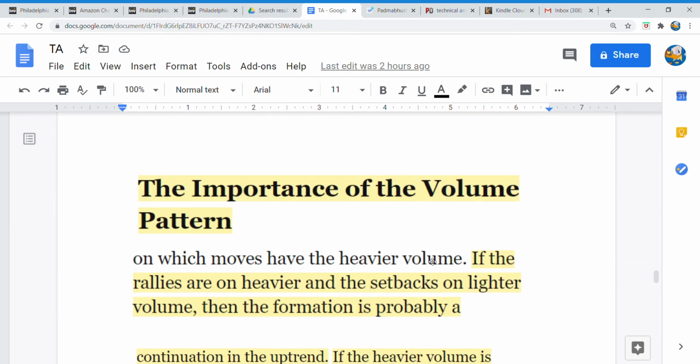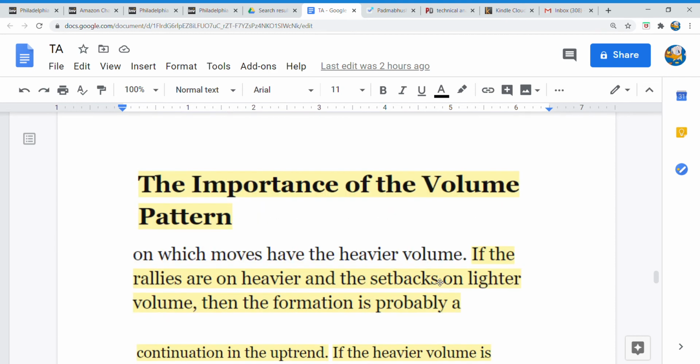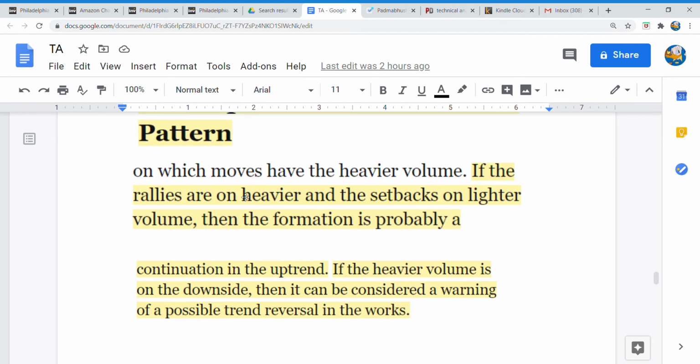Importance of volume pattern. If the rallies are on heavier volume and setbacks on lighter volume, then the formation is probably a continuation in an uptrend. If heavier volume is on the downside, then it can be considered a warning of a possible trend reversal.